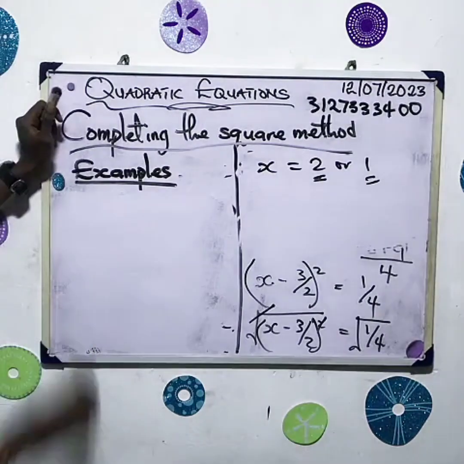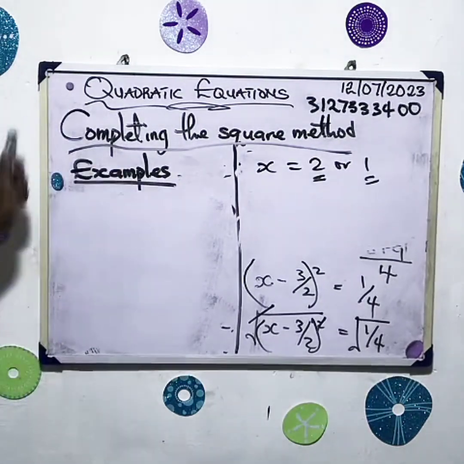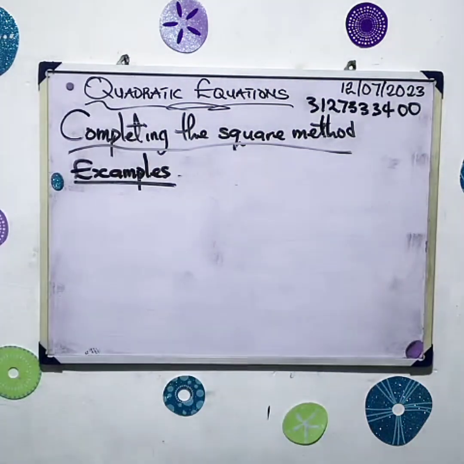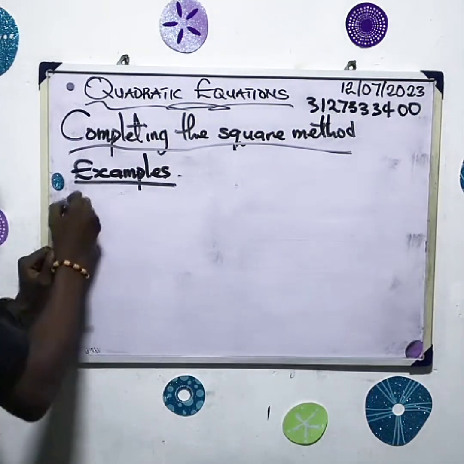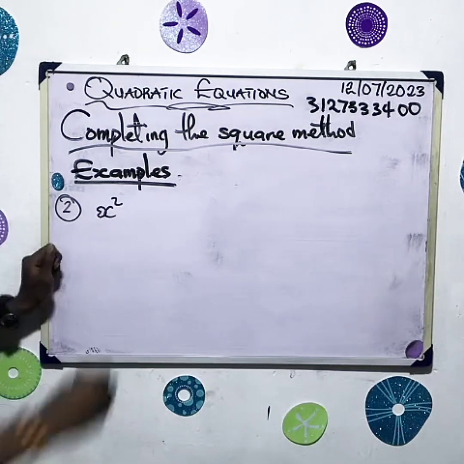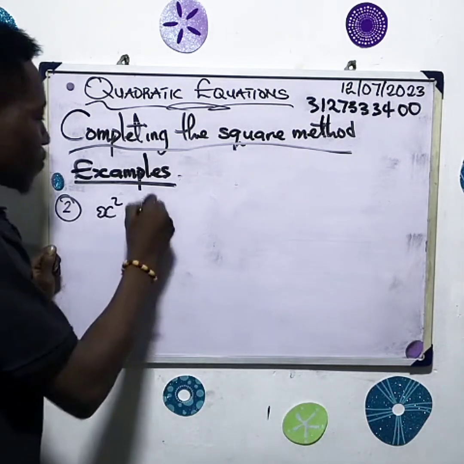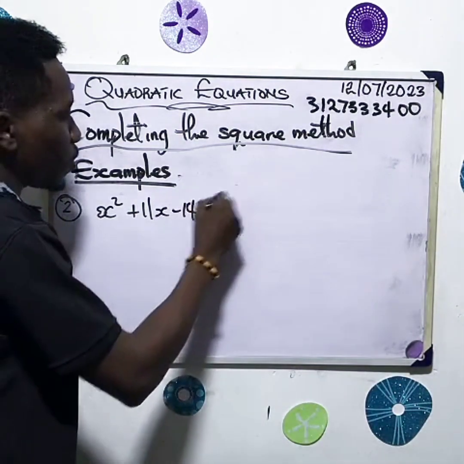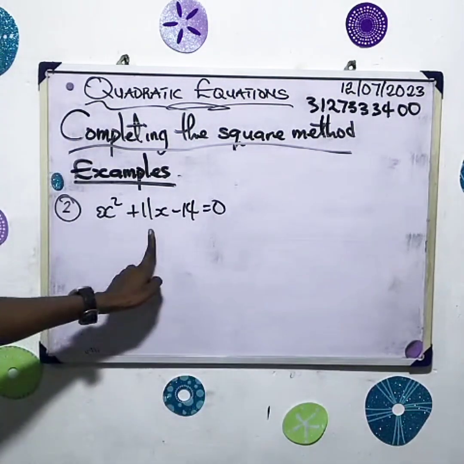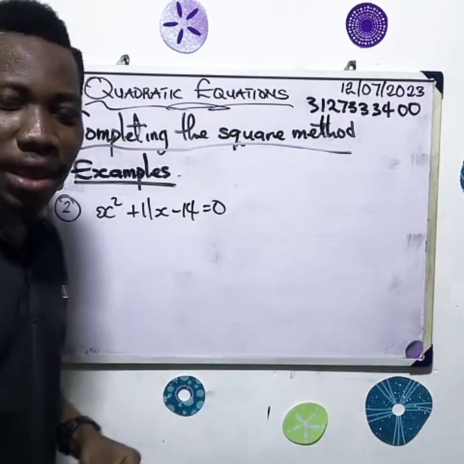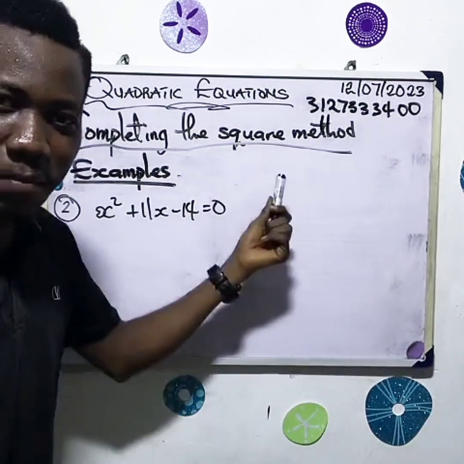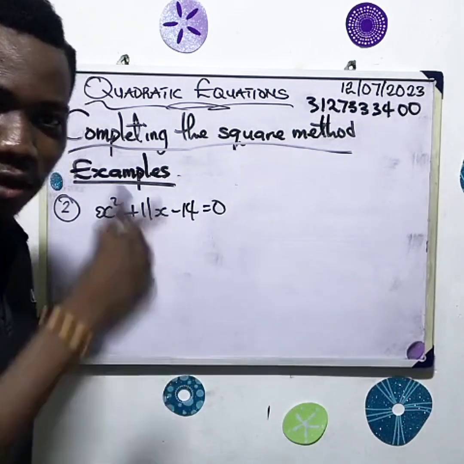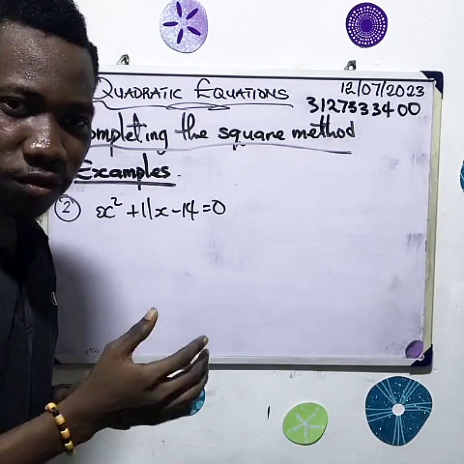So example number 2. Example number 2, we have x squared plus 11x minus 14 equals 0. Again, using the completing the square method. Of course, we've dealt with the factorization method, so we are on the completing the square method.